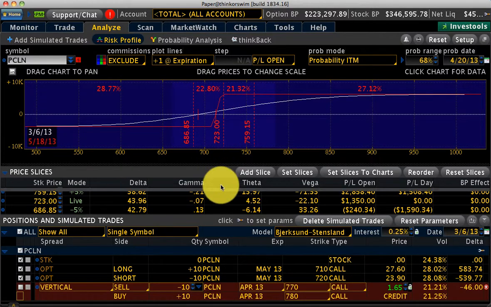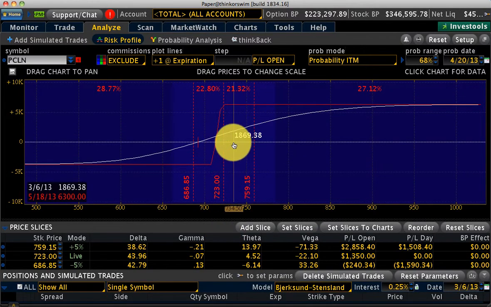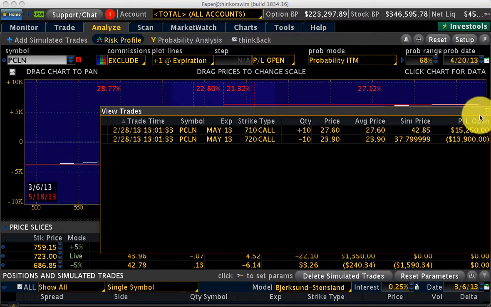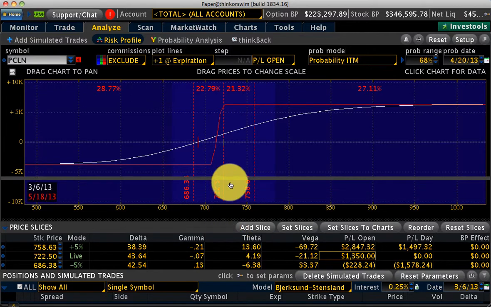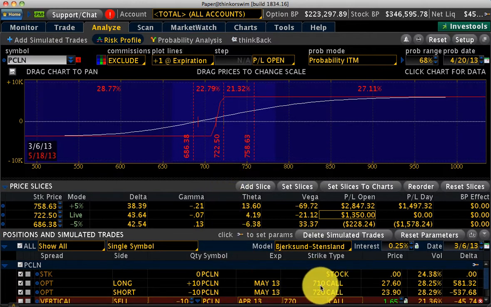So if you see, the bull call right now is right here. It's at 723, so we have a profit of $1,350. You can see that we have a profit of $1,350 on this trade, and this trade is in the May series. So here we have the May series. We've got a bull call on 710, 720.